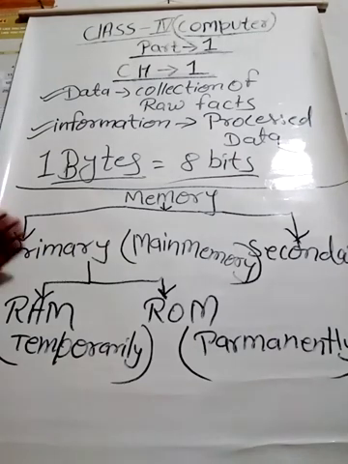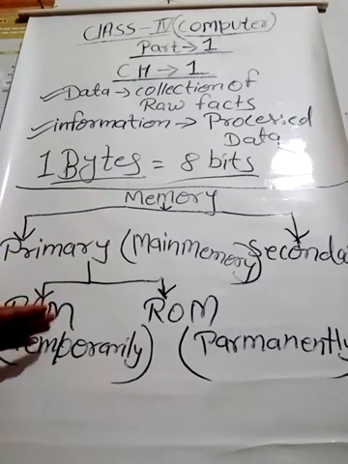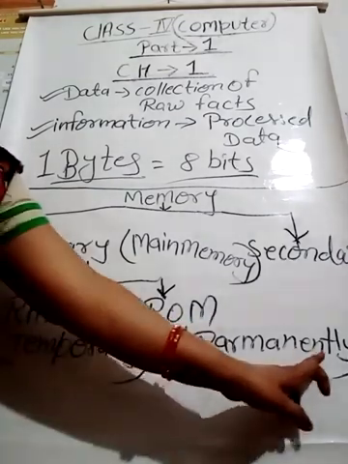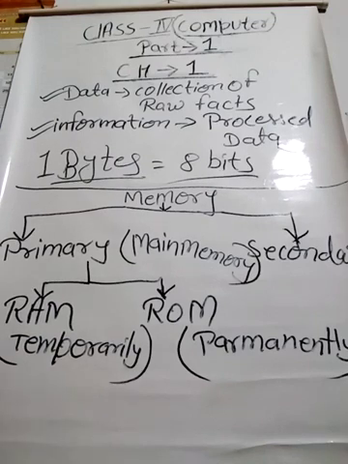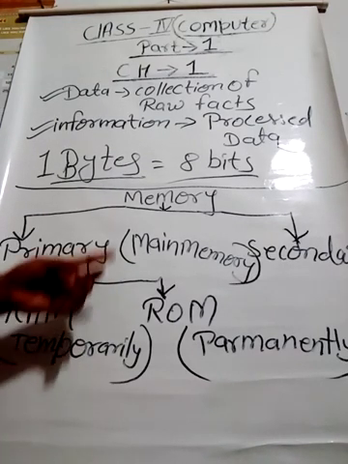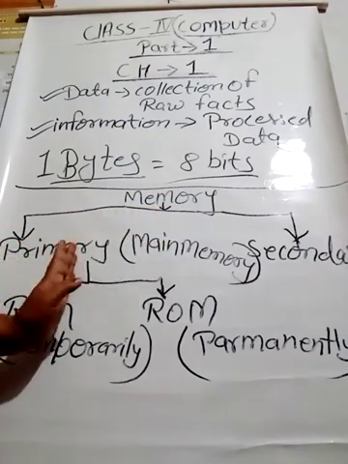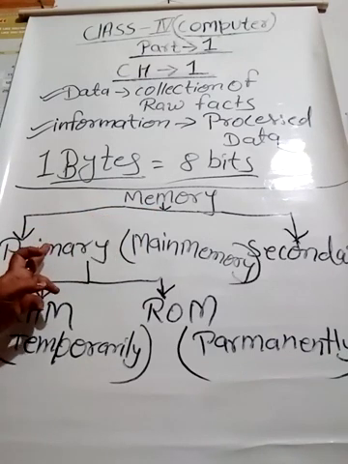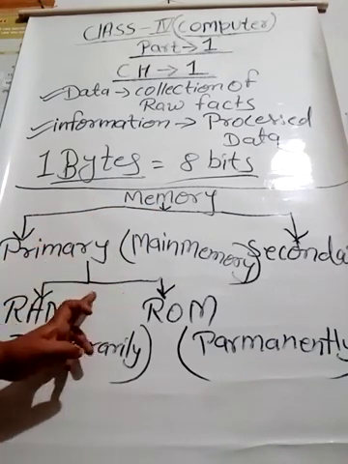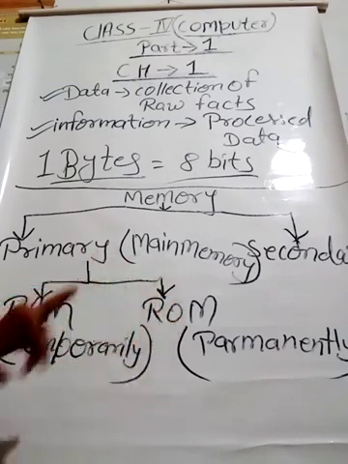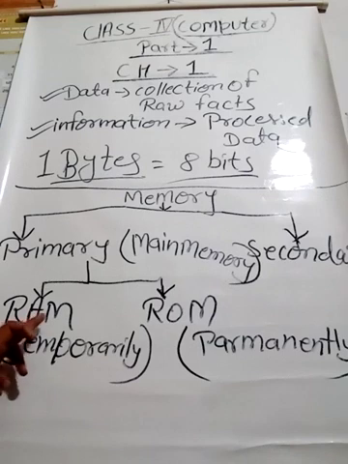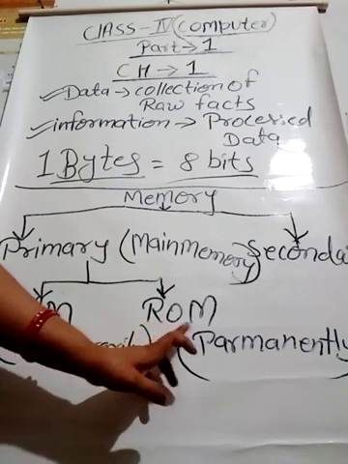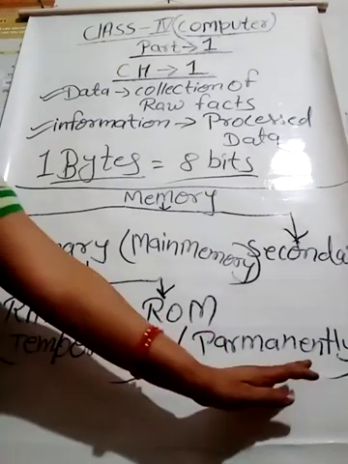So RAM stands for random access memory and it stores the data temporarily, and ROM stands for read only memory and it stores the data permanently. So it is about the classification of memory, primary memory and secondary memory. Today in this video I have explained only primary memory. Primary memory is classified in two parts, RAM and ROM. RAM stores the data temporarily, and ROM stores the data permanently.